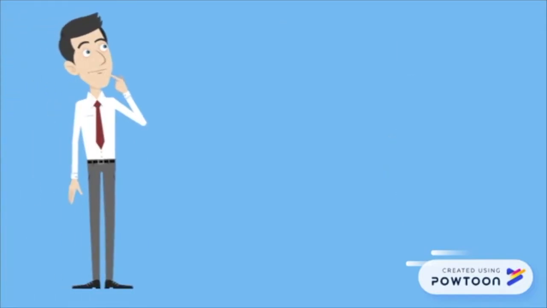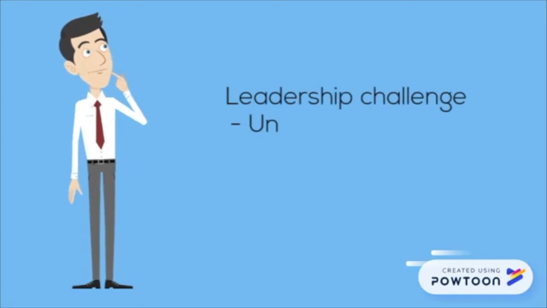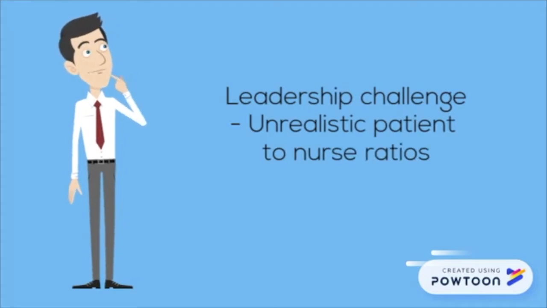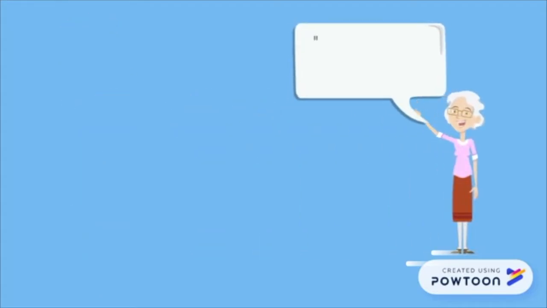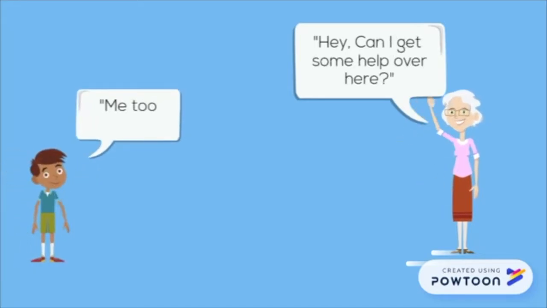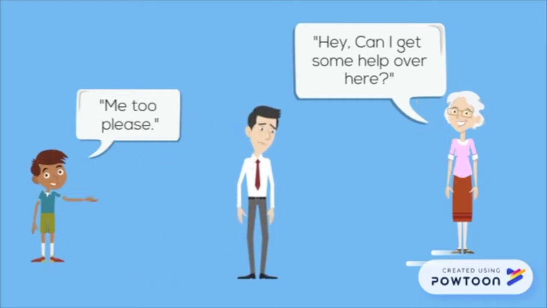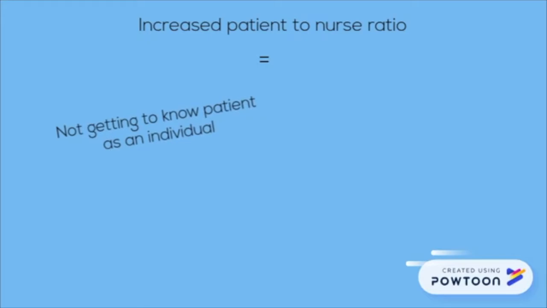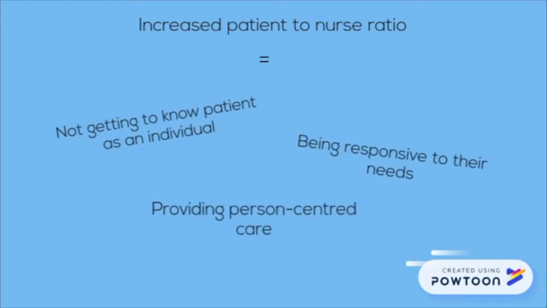Another leadership challenge for enacting person-centered care, which focus on direct patient care activities, is inadequate and unrealistic patient-to-nurse ratios. There is strong evidence that indicates the number of nurses per shift plays an important role in patient safety and delivery of person-centered care. An increased patient-to-nurse ratio does not allow nurses to spend adequate time getting to know their patients as an individual, being responsive to their needs, and providing care that is person-centered.